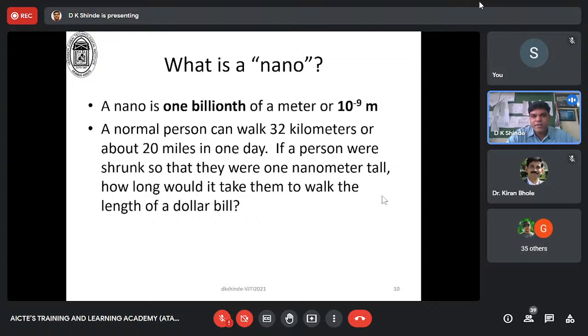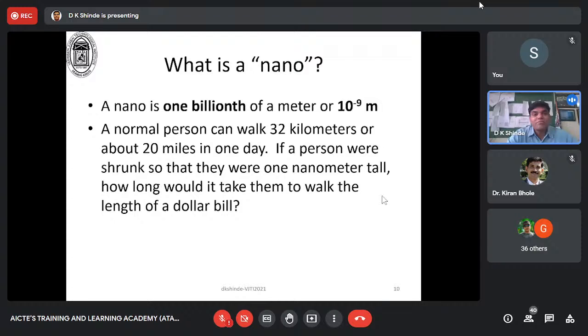If you take the size example of 10 to the power minus 9, a person of 6 foot 5 inches normally walks 32 kilometers in a day of 24 hours. If you shrink the same person to 1 nanometer, how long can that person walk? And if you take that walk on a dollar bill, how long will it take to cross it?